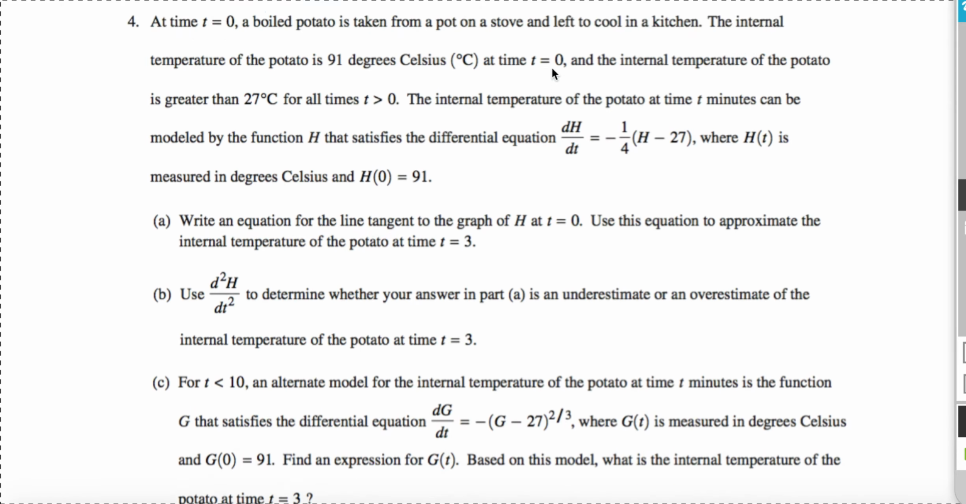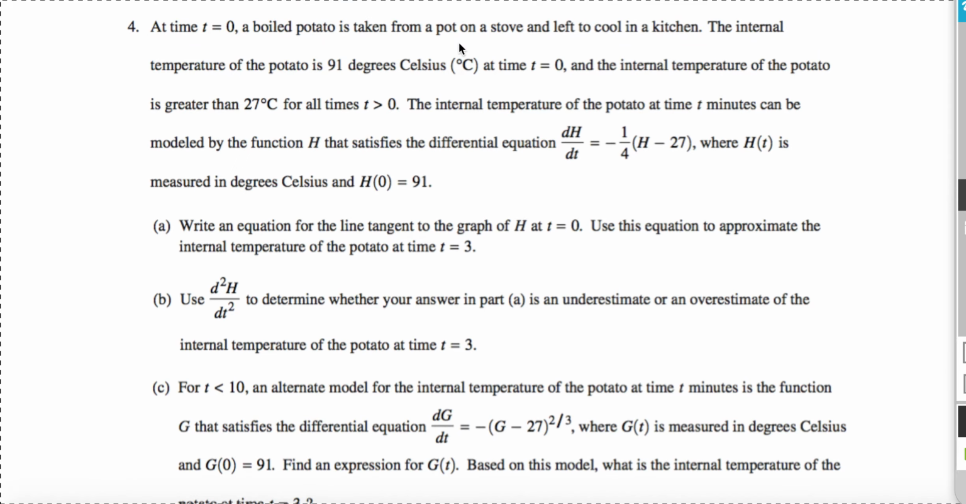So we know at time t equals 0, a boiled potato is taken from a pot on a stove and left to cool in a kitchen. The internal temperature of the potato is 91 degrees at time t equals 0. Sounds like an initial condition. And the internal temperature of the potato is greater than 27 degrees for all times t greater than 0.